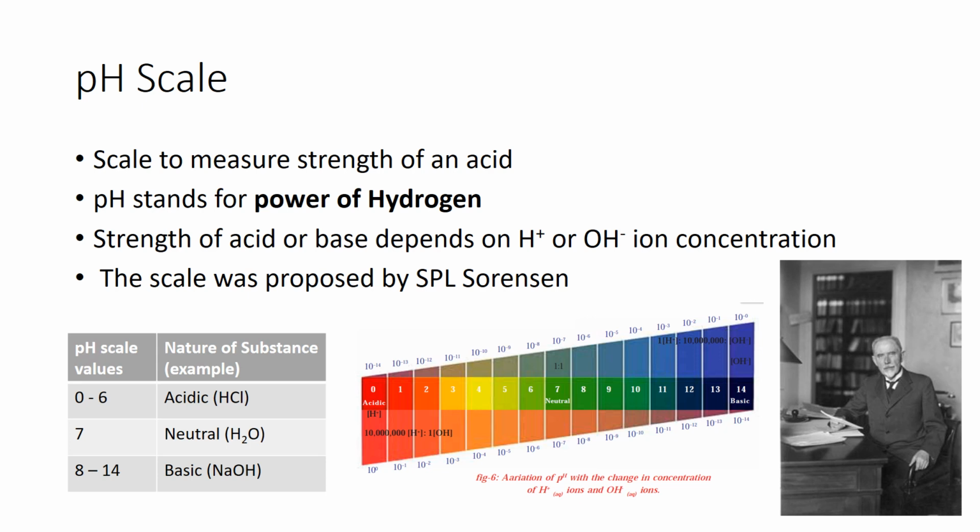The strength of acid or base depends on hydrogen ion or hydroxide ion concentration. If it is acids, hydrogen ion or hydronium ion concentration. If it is bases, hydroxide ion concentration. The pH of neutral solution is 7. pH values less than 7 represent an acid solution. pH values above 7 represent a basic solution. The pH scale was proposed by SPL Sorensen.